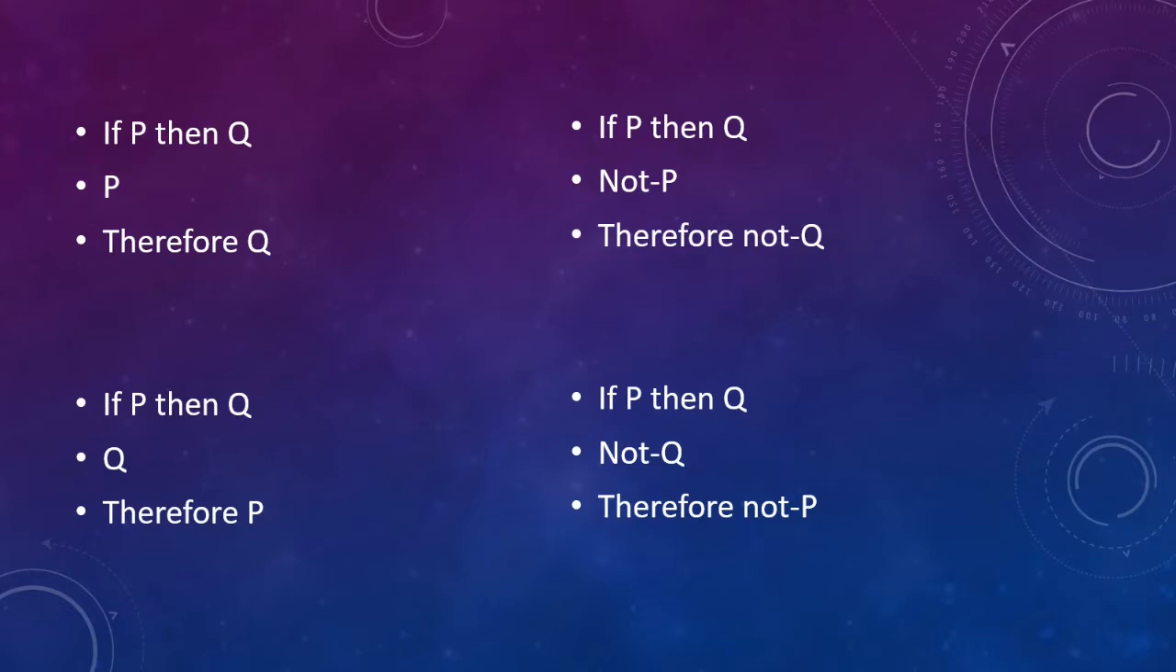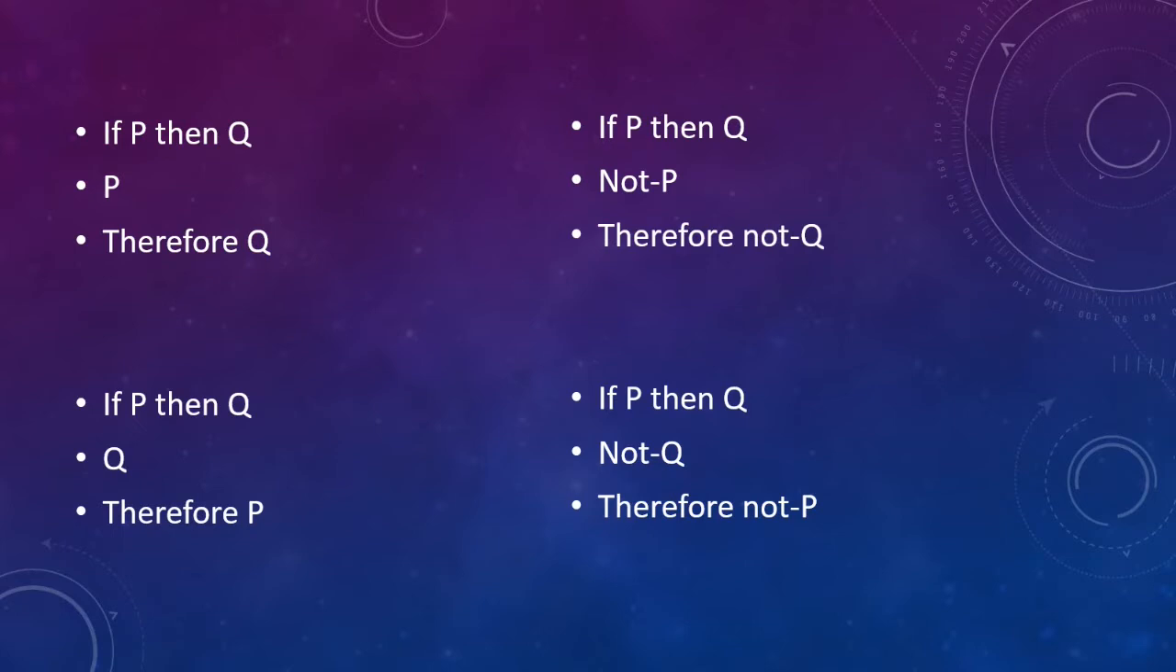Now what about this one? If P then Q, and we know that the antecedent is false. Can we therefore conclude that the consequent is false? No. Just because you know that if P is true, then Q has also got to be true, it doesn't mean that if P fails to be true, then Q is always going to fail to be true. You can fill these out with your favorite example.